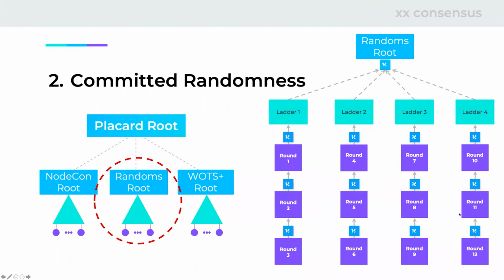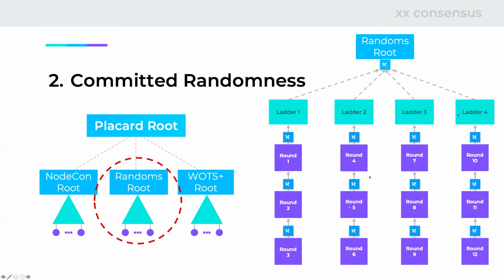All right, with all that being said, let's take a look at this randoms tree. Now, you'll already notice that this is organized in a slightly different way than the NodeCon Merkle tree. The leaves on the node tree were commitments to secret values, and here the leaves of this tree are commitments to ladders of secret values.